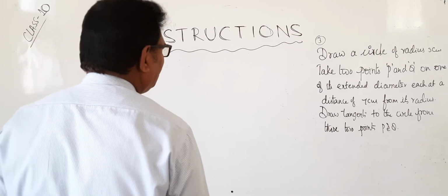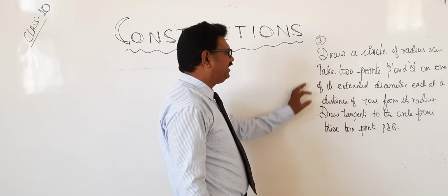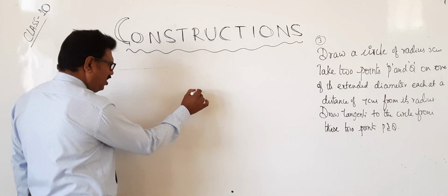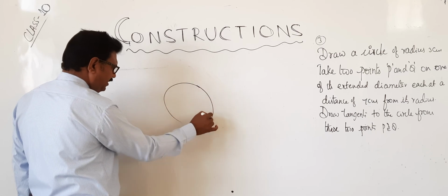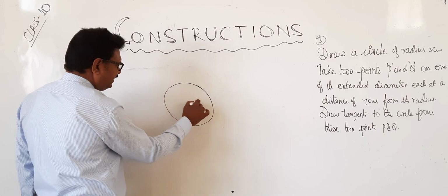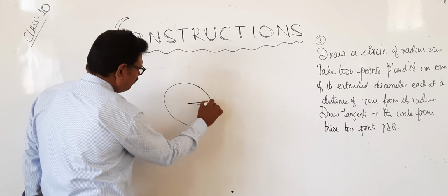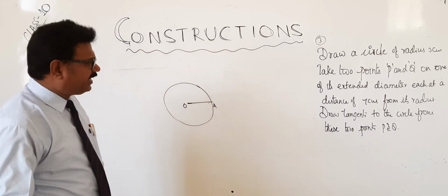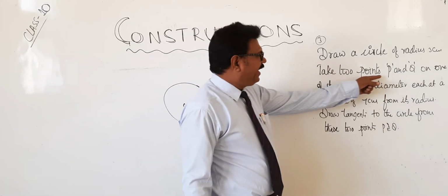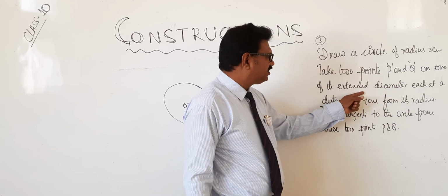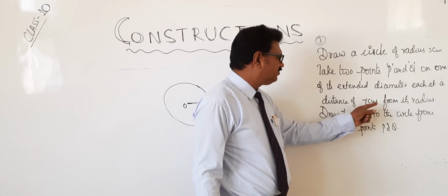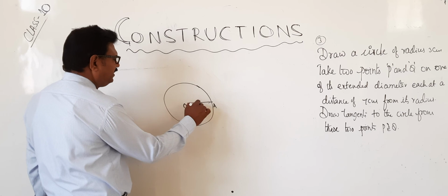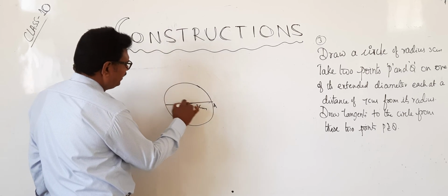Yes, one more problem. Draw a circle of radius 3 centimeters. Yes, be fast. Take compass and draw 3 centimeter as the radius one circle. One circle, that is O. This is A. Right? Okay. Next. Take 2 points P and Q on one of its extended diameter, each at a distance of 7 centimeters from its center. Now already how much it is there? 3 centimeter. This is also diameter.